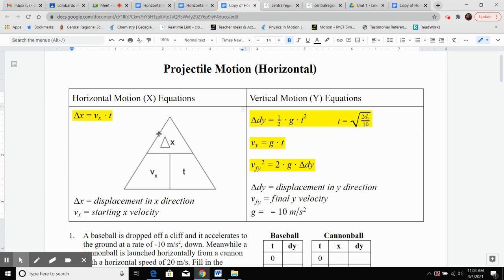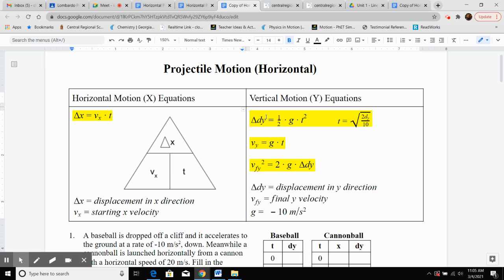So displacement in the x direction. What that's going to be is how far from the base, or how far from the cliff, or how far from the building this thing was launched, or how far did it go? That's essentially your dx, your displacement in the x direction. So we have delta x. If you cover that up, it's horizontal velocity times time.